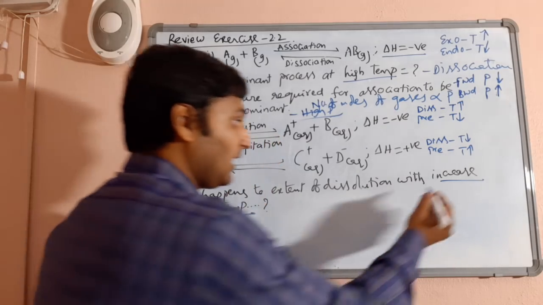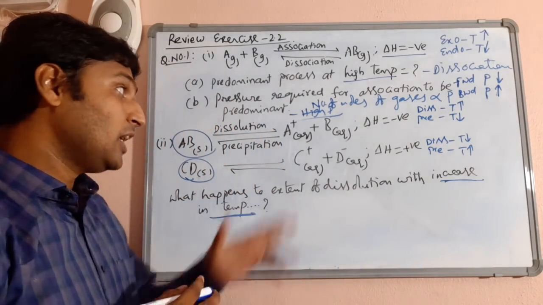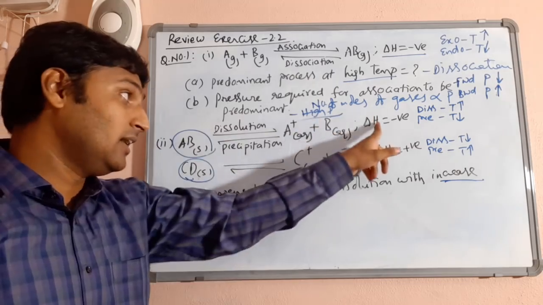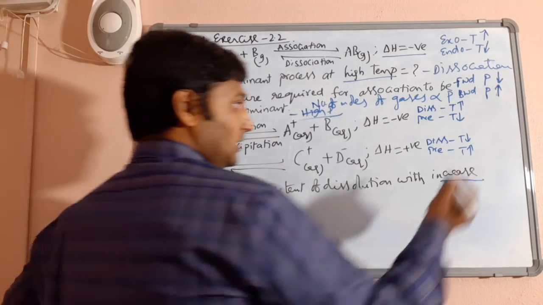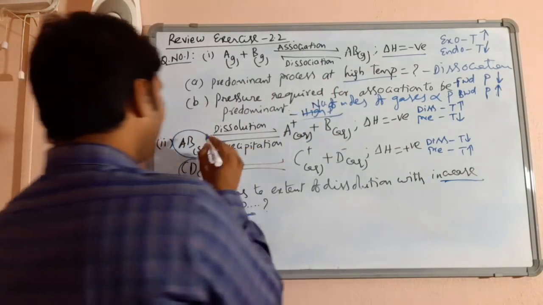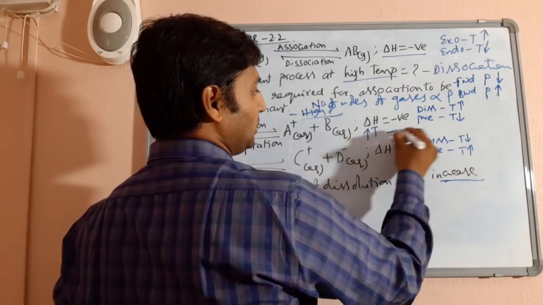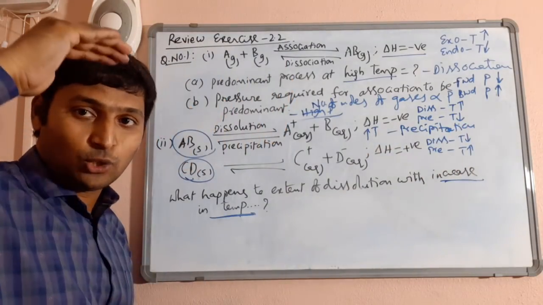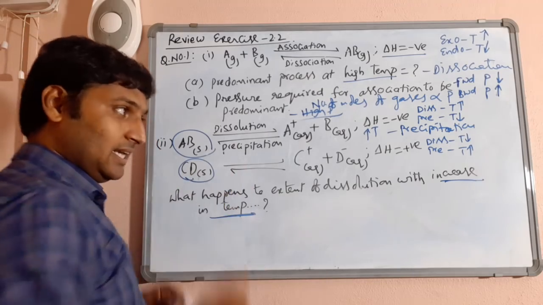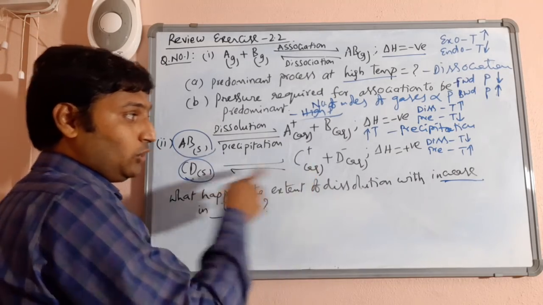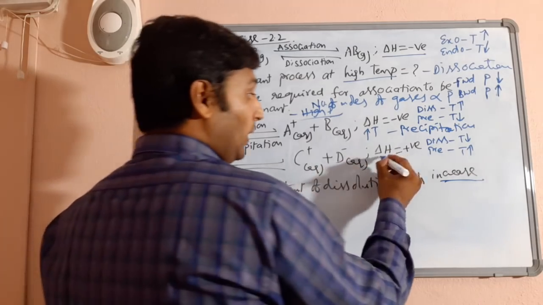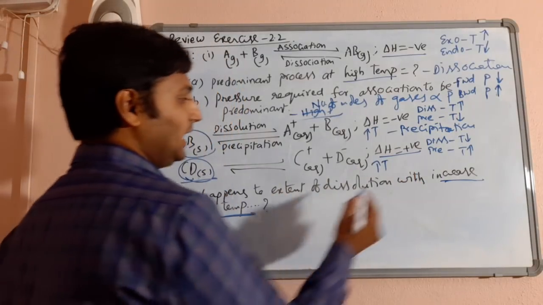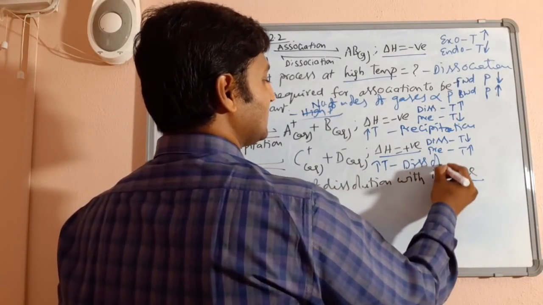Now, what is he saying? Externally, I am increasing temperature. When I increase temperature, here it would like to go in a direction where there is a decrease in temperature. It is the backward process in which there is decrease in temperature. So, in case of AB, with increase in temperature, precipitation occurs. That means the extent of dissolution decreases. Whereas here, if you increase the temperature, it would like to go in a direction where there is decrease in temperature. Where is decrease in temperature here? Forward, dissolution. So, with increase in temperature in case of CD, dissolution increases.